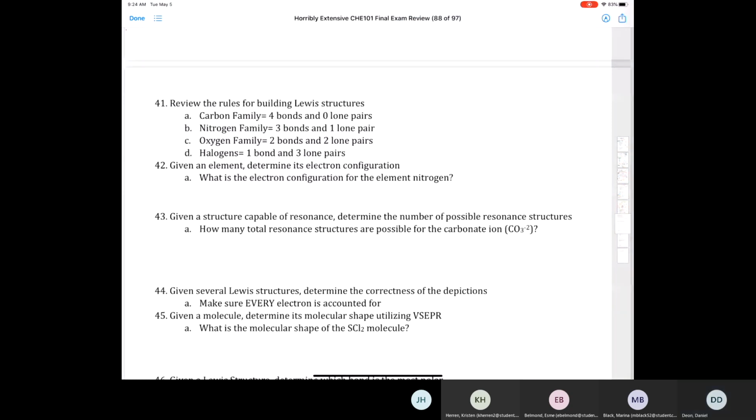What else? Rules for bonding. This is a big one, is Lewis structures. We spent a lot of time in face-to-face lecture. I'm looking over here on my wall at where we finished up, where we kind of finished the class in terms of face-to-face, and it was after chapter 5. So we spent a lot of time looking at the structures of compounds and determining molecular geometries.